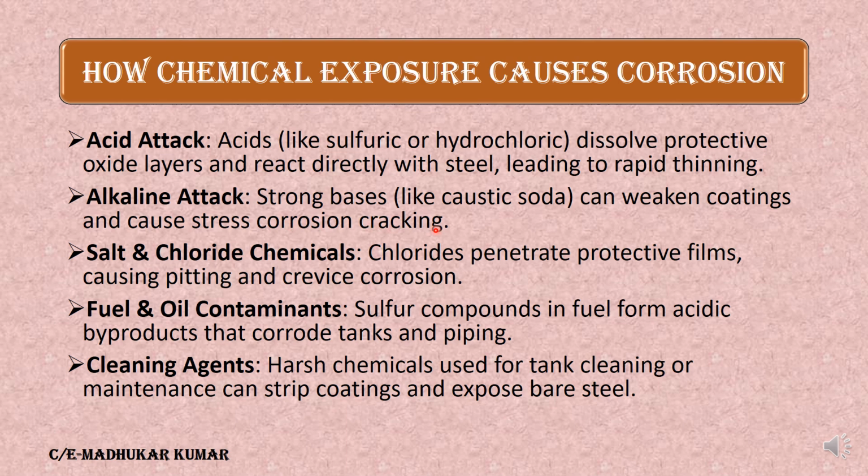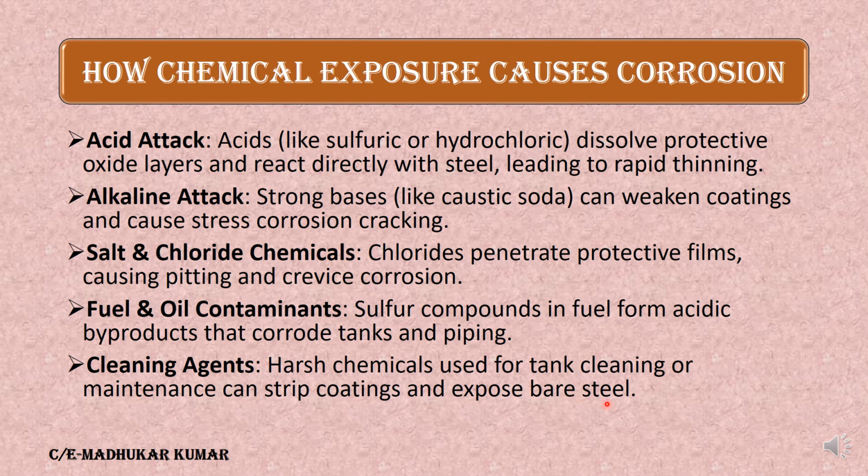So we have to know about the various types of corrosion. In that one, you will understand nicely. Salt and chloride chemicals: chloride will penetrate the protective film, causing pitting and crevice corrosion. Here we have stress corrosion, crevice corrosion also coming into part. Fuel and oil contaminants: sulfur compounds in the fuel cause the formation of acidic byproducts that corrode the tank and piping. Cleaning agents: harsh chemicals used for tank cleaning and maintenance can strip the coating and expose the bare metal.